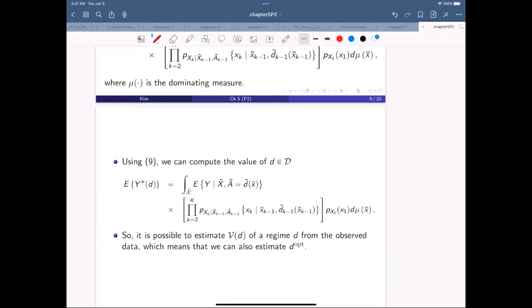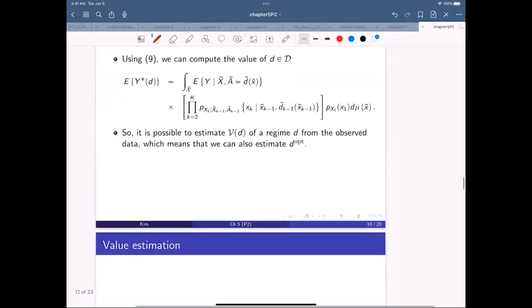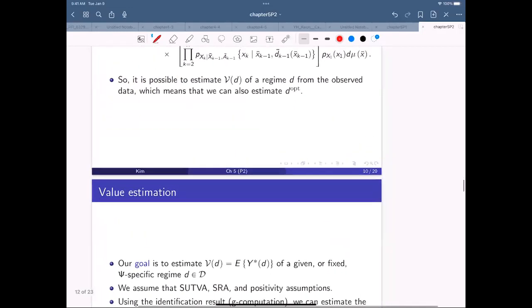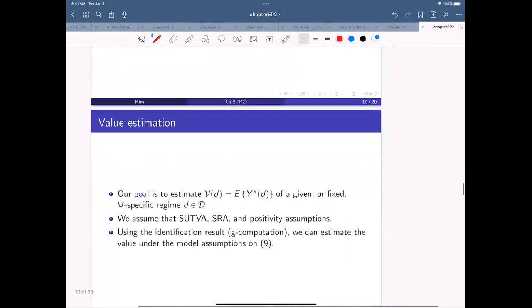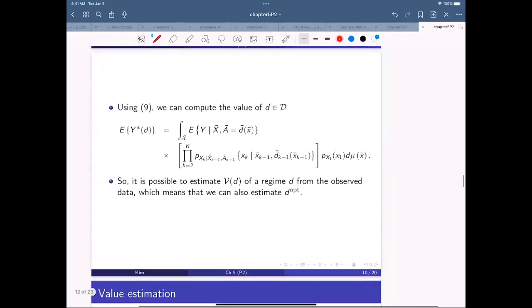So it is possible to estimate the value of a regime from the observed data, which means that we can also estimate the optimal decision. So, JP, yeah. So the D only depends on the previous X.